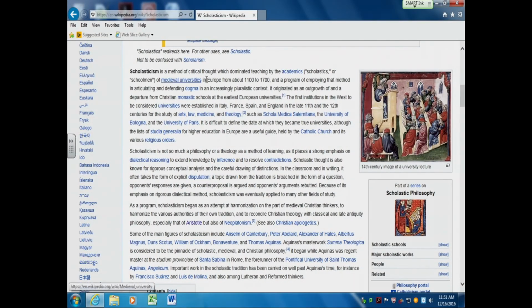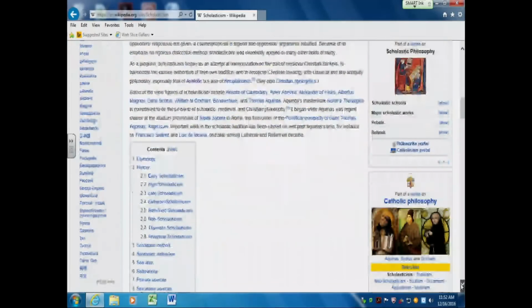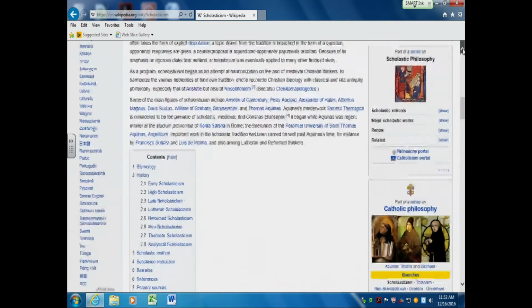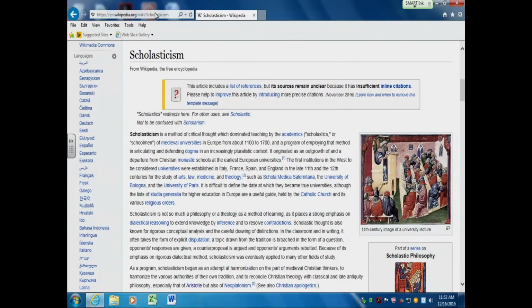Here's the definition of it. It's a method of critical thought dominated by the academics in the medieval universities. But its purpose was to defend dogma, and dogma were the truths that were determined and handed down by the church. And so subsequently you learned in order to prove that the positions of the truth of the church, its absolute positions, etc., were correct. And this was challenged by the practice of humanism.